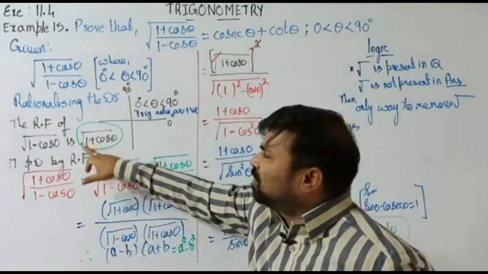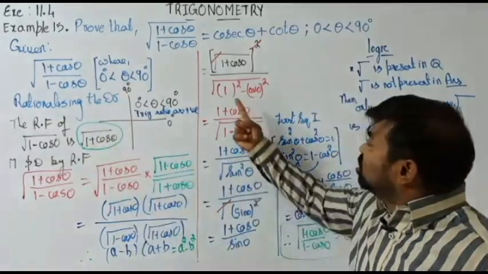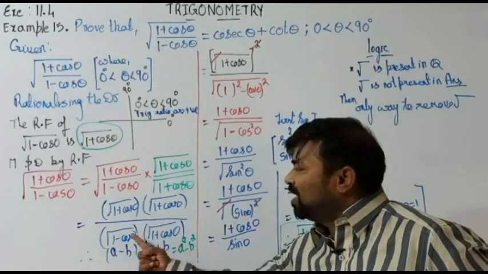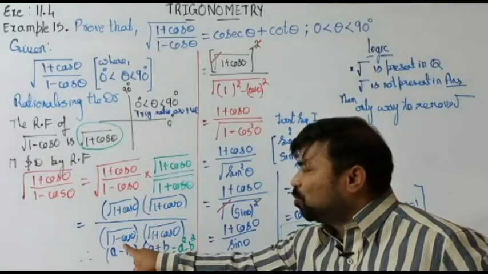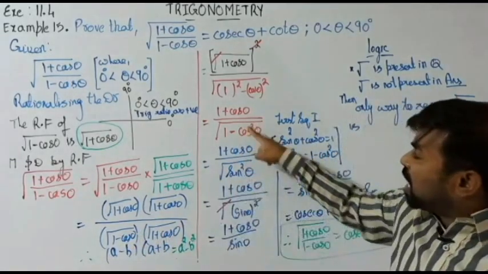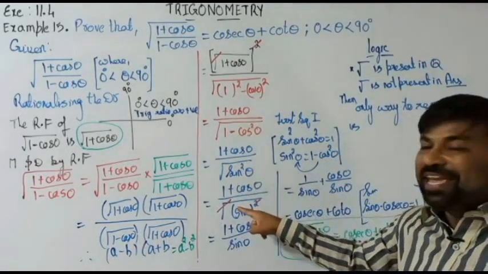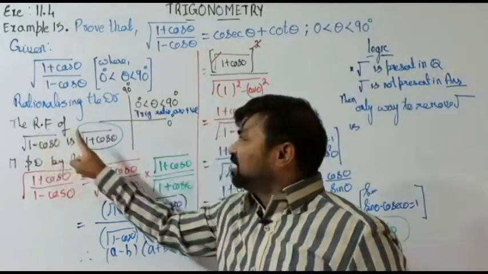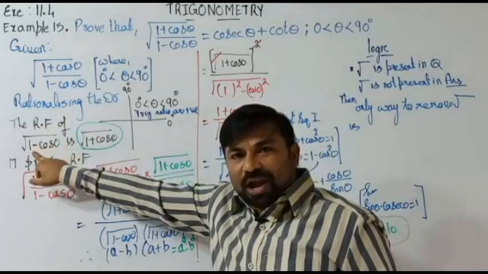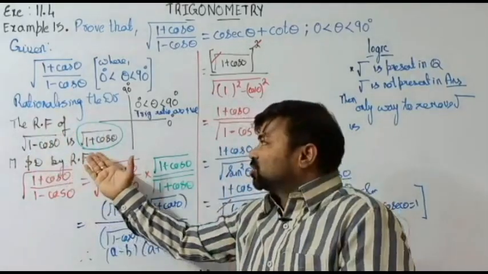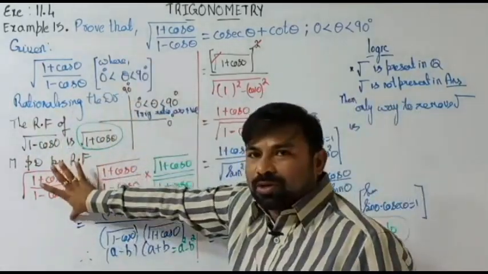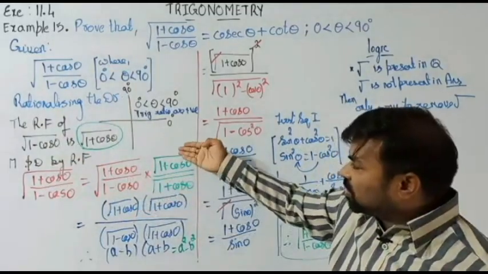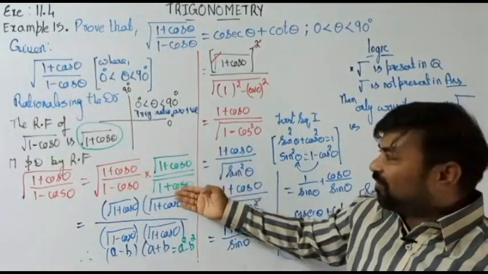How can you say it is only 1 plus cos theta? Because if you multiply with both of them, as they both got multiplied, we are able to remove the square root here. That's why it became the rationalizing factor. As we are having minus, it is nothing but plus. Suppose if we have plus, it will be the minus. So what we have done, we have copied the question, again copied the question, and multiplied and divided by the rationalizing factor.